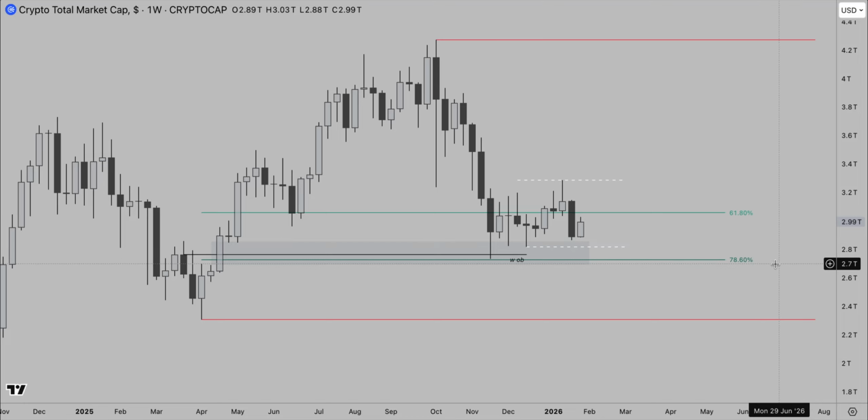Total market cap is beginning to reclaim the level of 3 trillion. Ethereum is beginning to outperform BTC. These are all positive signs. Now, I don't want to jump the gun down here, but we may begin to see the move to the upside.